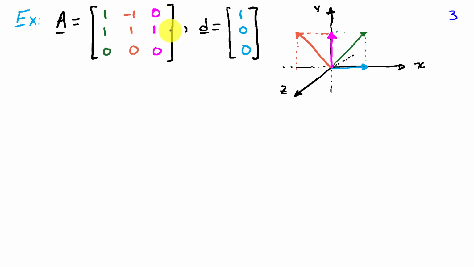All 3 of these columns lie in the xy plane again, and we'll choose d to be a vector in the xy plane, so we know there is a solution. So in this case, the first column of A is the green vector depicted here, 1, 1, 0. The second column is negative 1, 1, 0, and then 0, 1, 0. d is the vector 1, 0, 0 in blue.